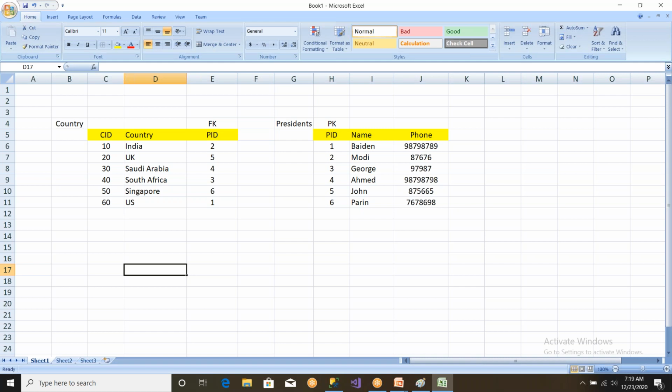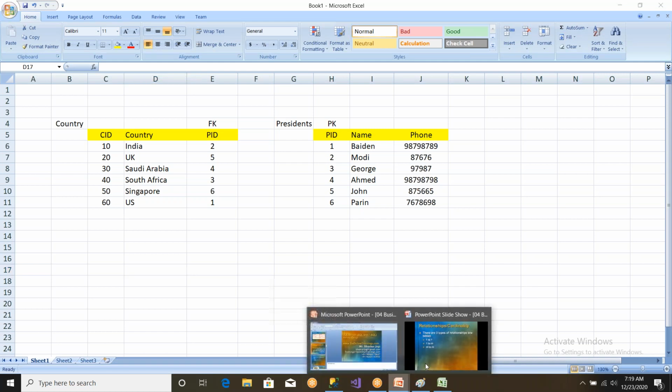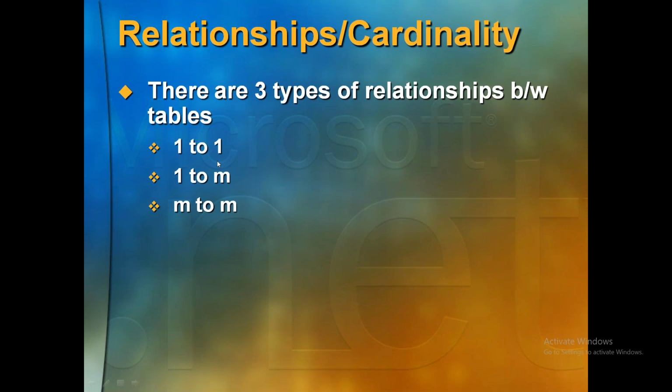Am I clear? Now, let me take 1:1. You understood clearly. The next one I'm going to be talking about is the one-to-many relationship.